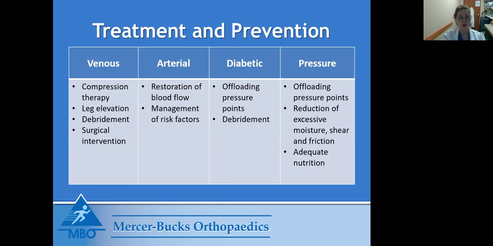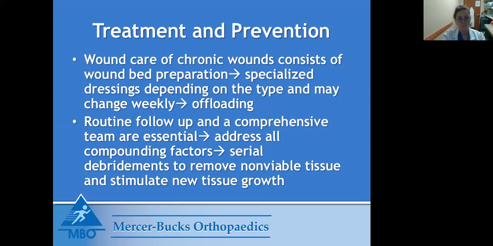Pressure wounds require offloading pressure points, and reduction of excessive moisture, because moisture can inhibit wound healing if there's an excess, but also you have shear and friction forces that can cause more trauma to tissue, and then adequate nutrition is very important. So with treatment and prevention, wound care for chronic wounds specifically consists of wound bed preparation.